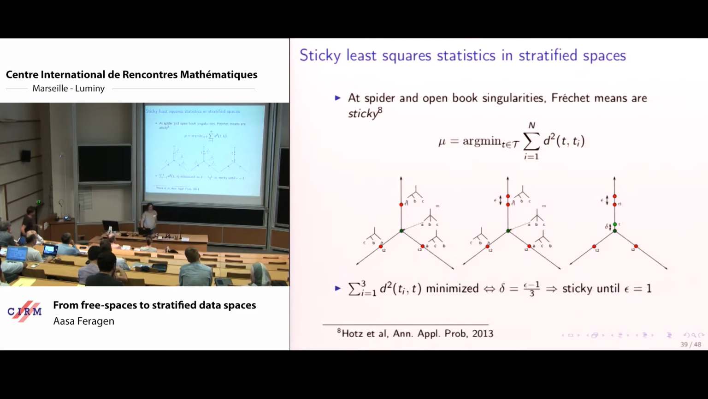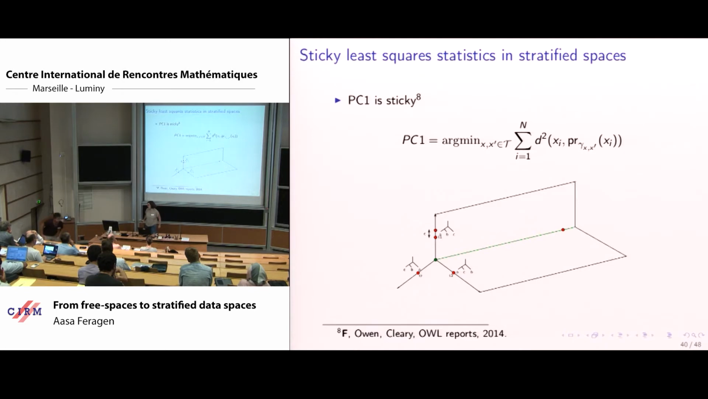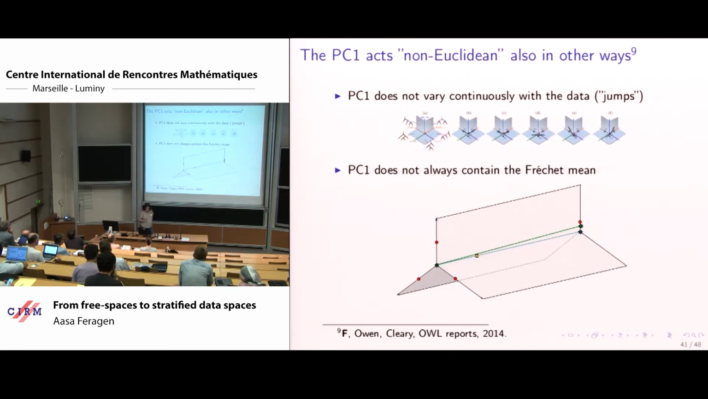Now, once you know you have stickiness for these spiders, you easily end up concluding that you'll also have stickiness for principal components. So for instance, let's take an open book with 3 leaves. I'll set up a spider situation down here, and sufficiently far away, I have a 3rd point. If I start wiggling this point up and down, assuming that the distance is sufficiently long, the principal component is going to stay put. So these are very, very robust statistics. You also have other types of non-Euclidean behavior in the principal components. For instance, they do not vary continuously with the data.